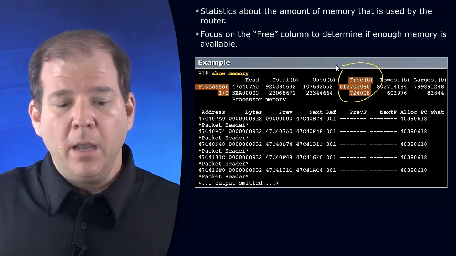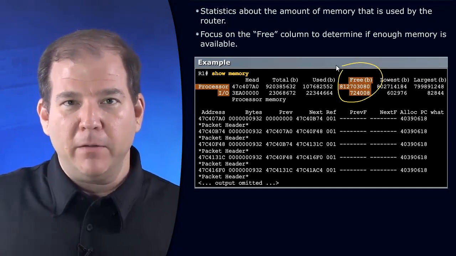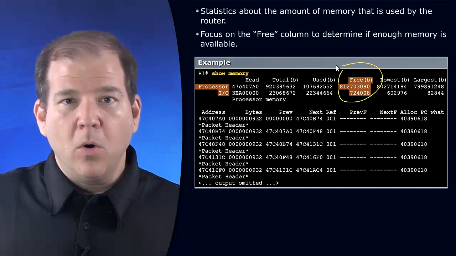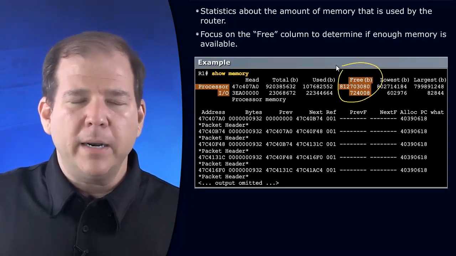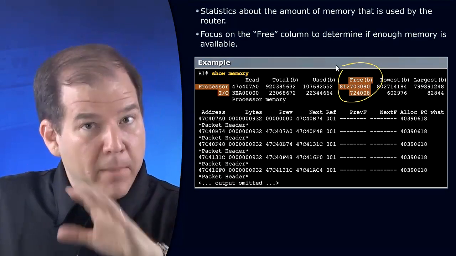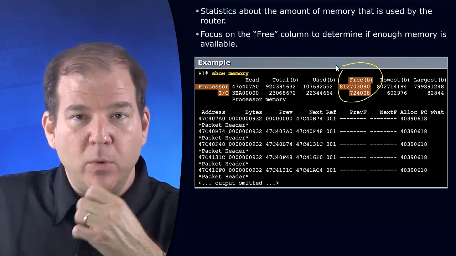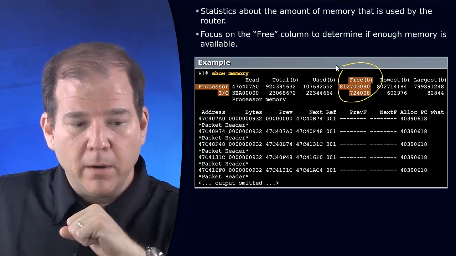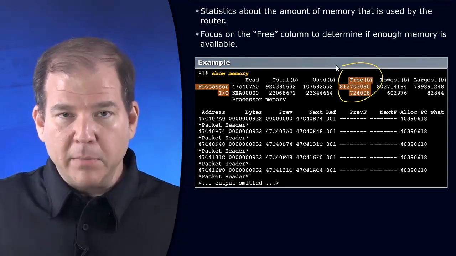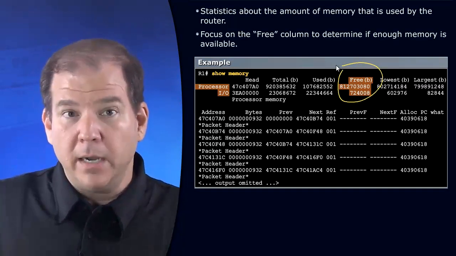Well, for one thing, we might be running full BGP routing tables on our router. That has to consume a lot of memory. Or maybe we have a Cisco IOS bug. There are many known Cisco IOS bugs out there that deal with memory leaks, where over time we're leaking memory. A process is using memory and it's not giving it back when it's done.